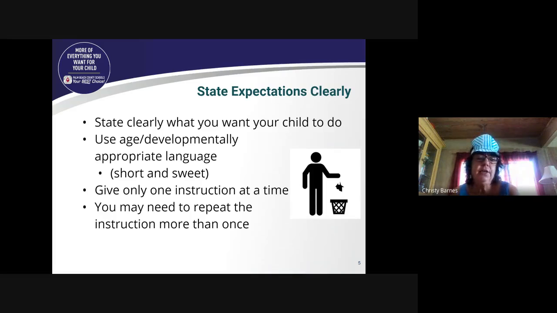You want to use developmentally appropriate language. It's going to be different when you're talking to your 3-year-old as when you're talking to your 12-year-old. You want to make sure that the language is short and sweet. We tend to talk too much, and you would really want to make sure it's short and concise. You may only want to give one instruction at a time. If you give too many, you've lost them. And you want to make sure that you repeat the instruction more than once.